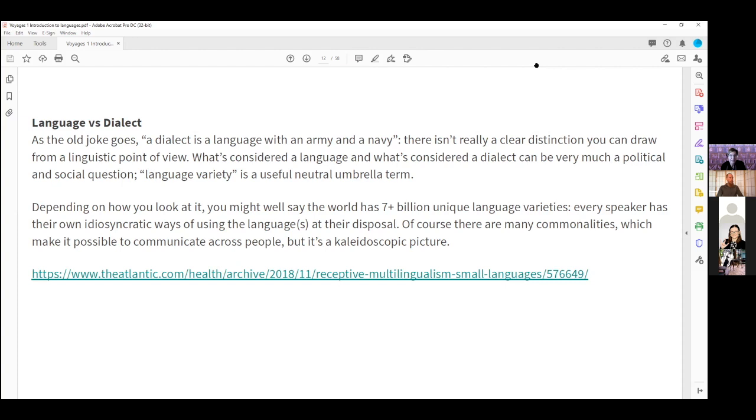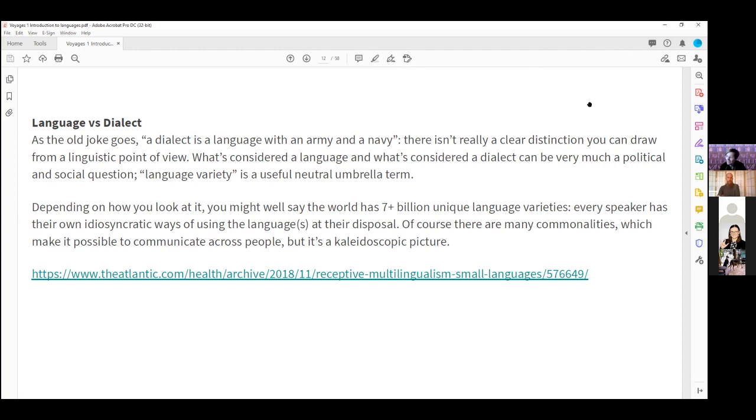What's the difference between a language and a dialect? People think there's a definition. It'd be nice if there was. If this were engineering, we would define it and it would be true. But this is not engineering, this is real life. So there's an old joke that says a dialect is a language with an army and a navy.